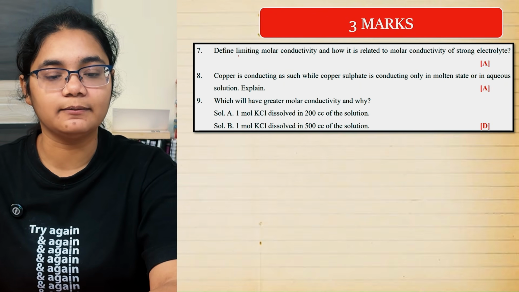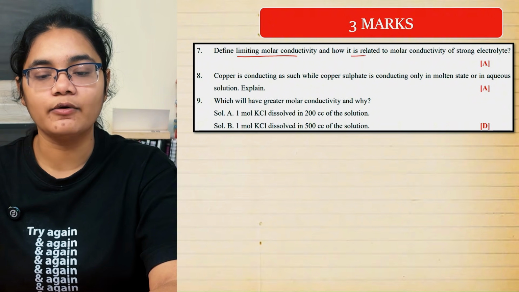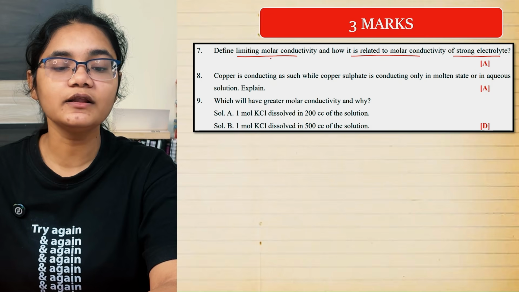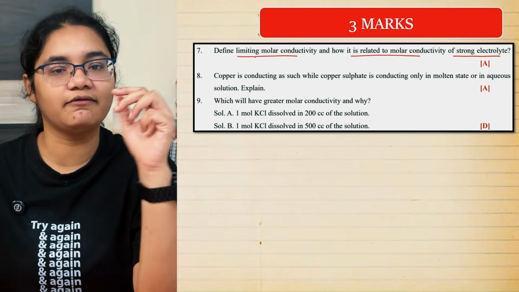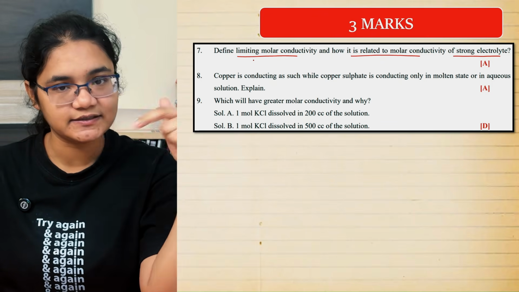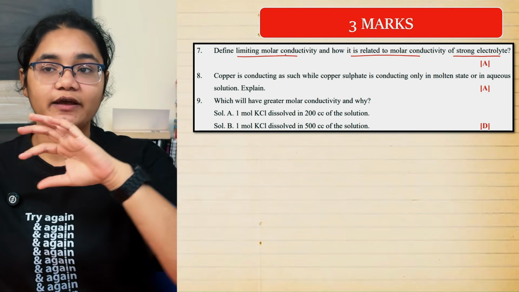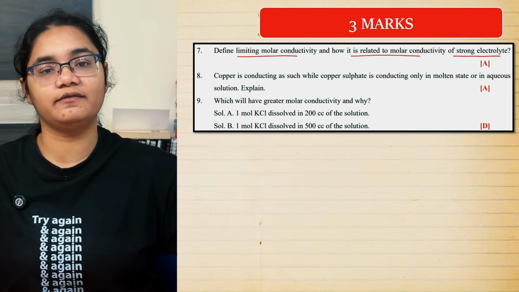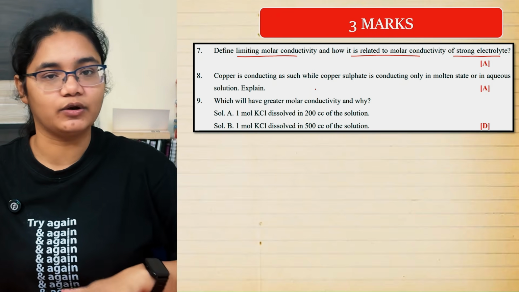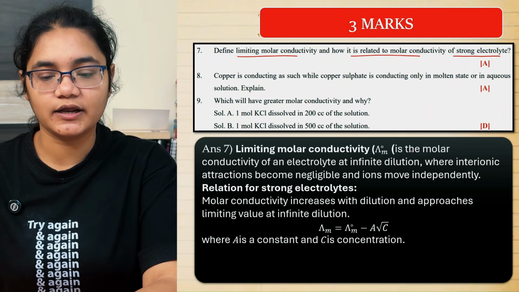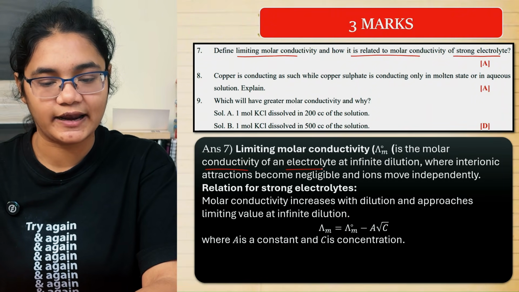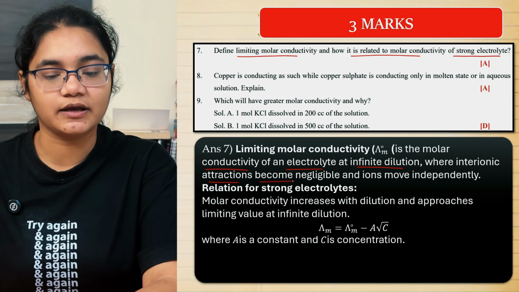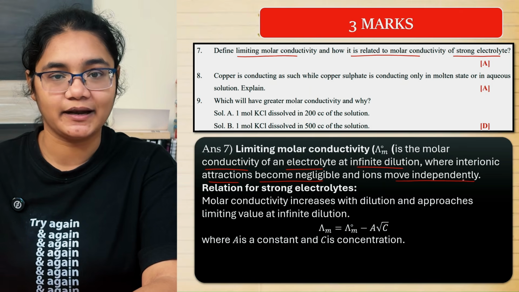Next, define the limiting molar conductivity and how it is related to molar conductivity of strong electrolyte. Okay. So limiting molar conductivity means, so we have understood that when concentration decreases, molar conductivity increases, right? So when you have decreased the concentration to infinite dilution, whatever is the conductivity, that is called the limiting molar conductivity. Okay, so limiting molar conductivity is the molar conductivity of an electrolyte at infinite dilution, where the interionic attractions become negligible and ions move independently.